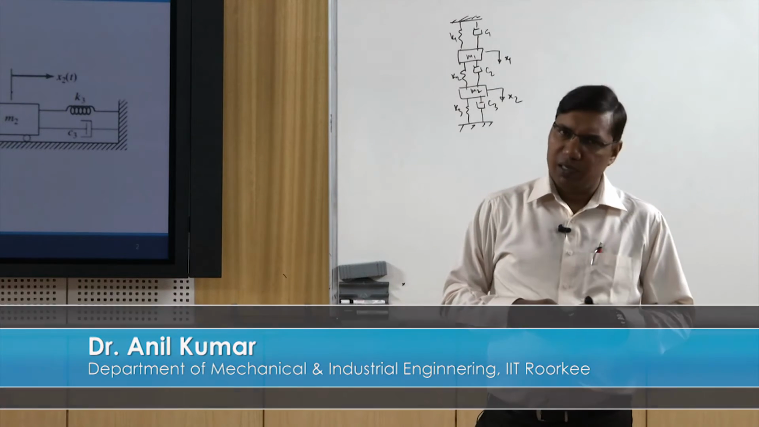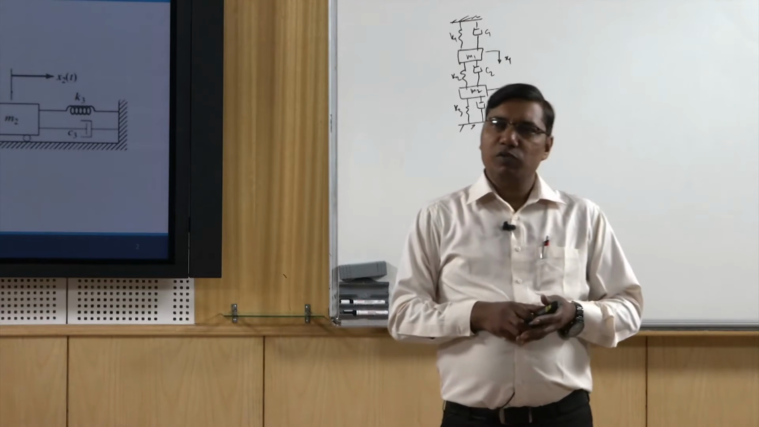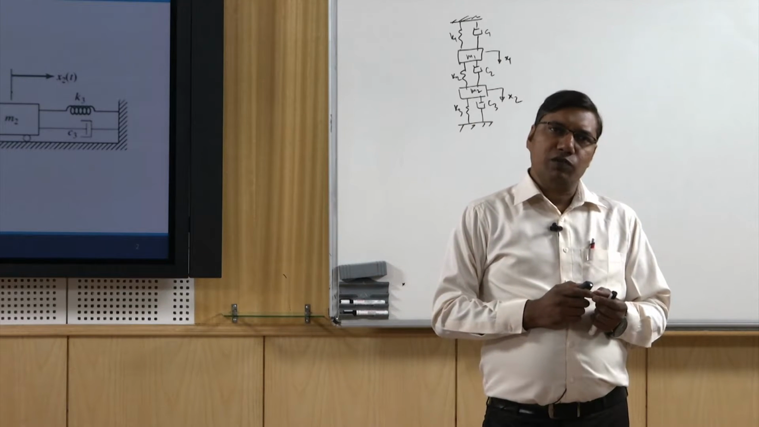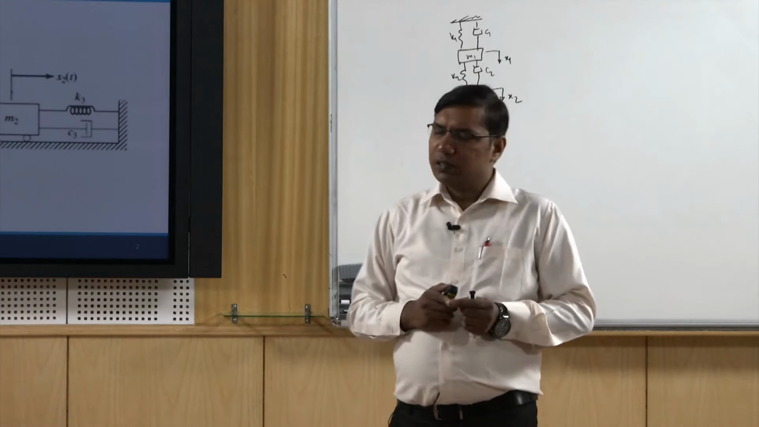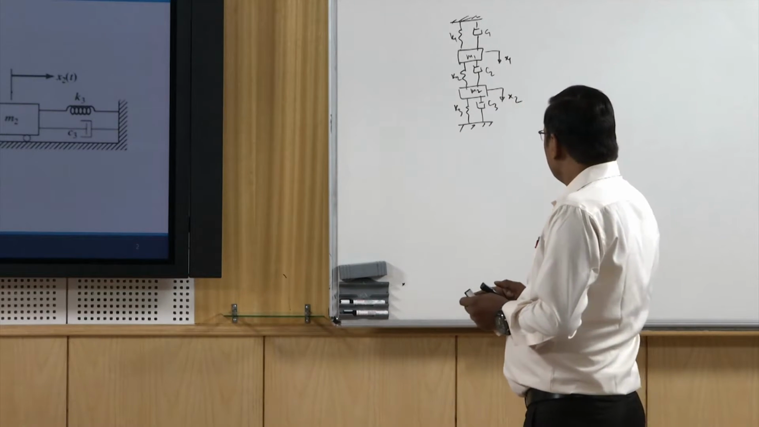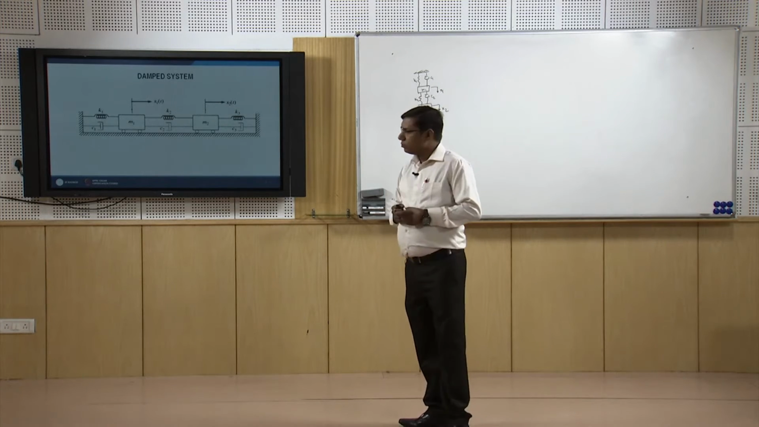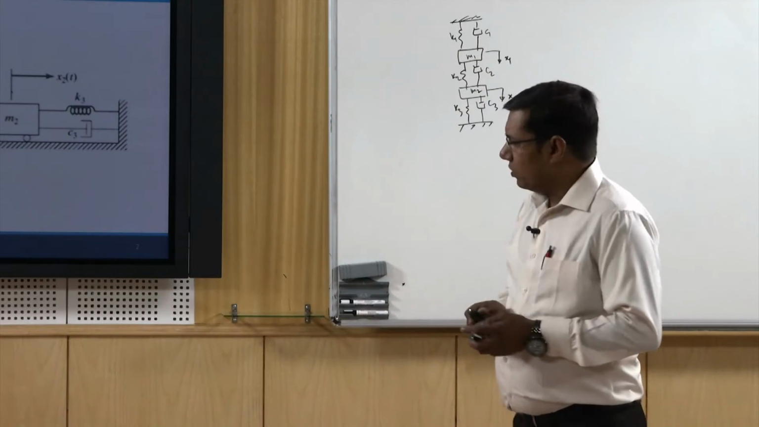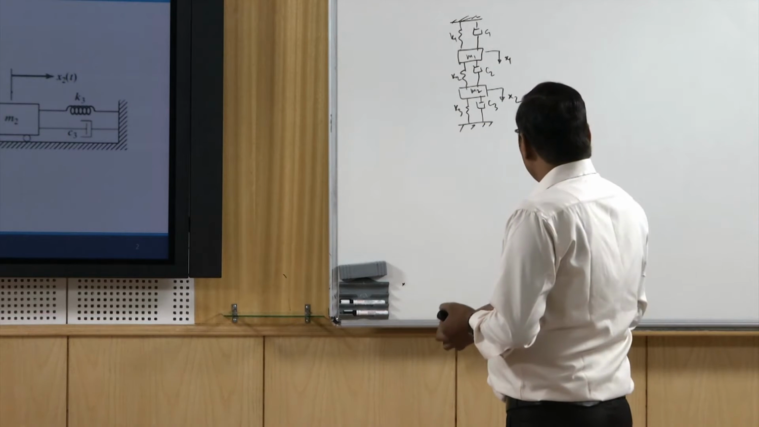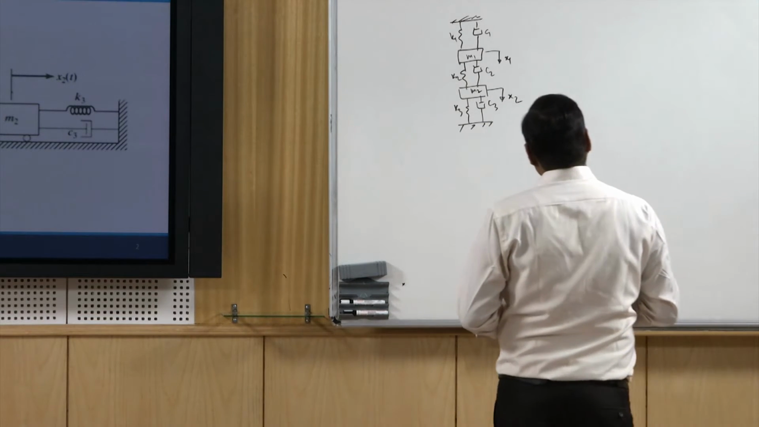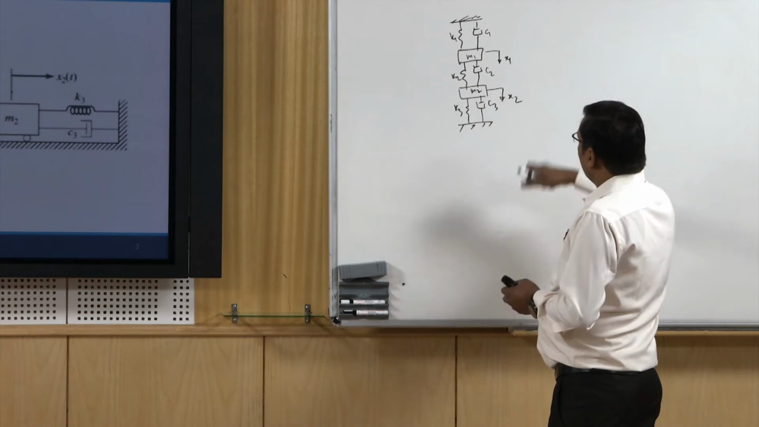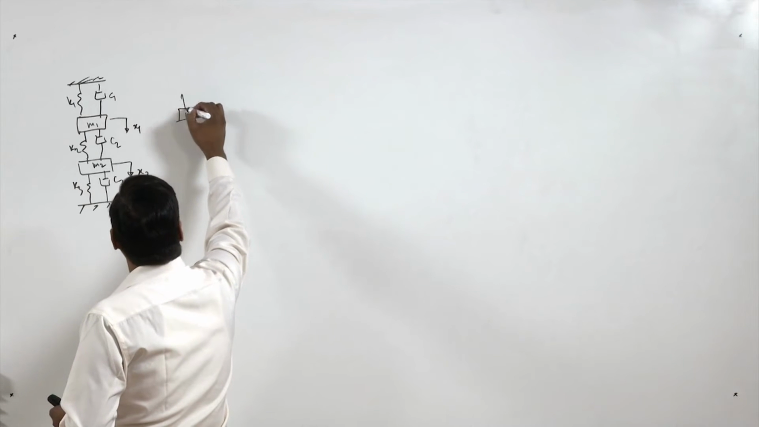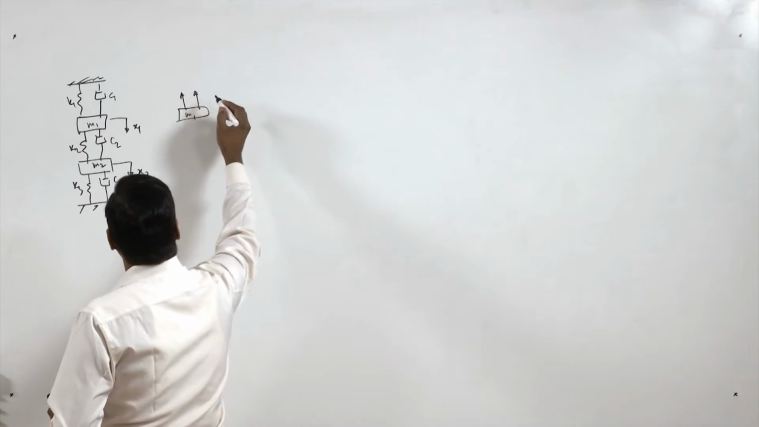So, we make the free body diagram, and here one more force is added compared to the previous analysis, that is the force due to the damping element. So, damping elements C1, C2, C3, they will add certain forces in the equations, and so we write the equations. So, if this is M1, we have the spring force here, damping force here, okay.